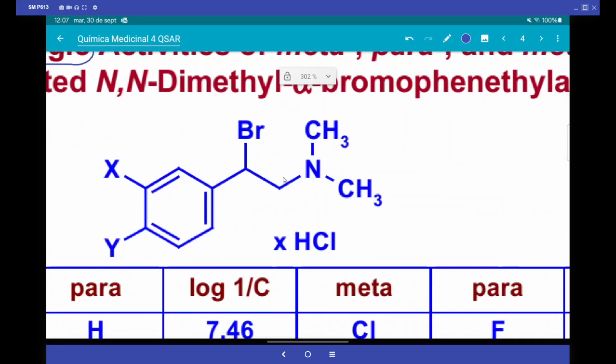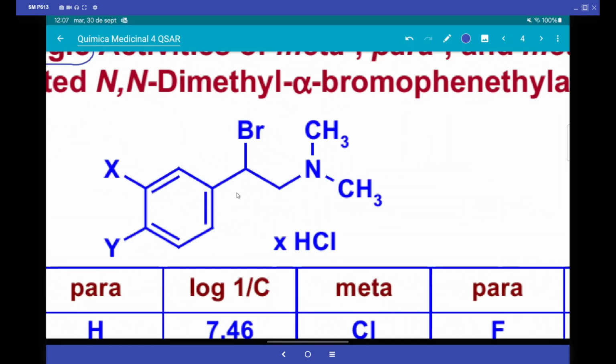Very well, that would be adrenaline. Here the alcohol, and here the hydroxyls, the catechol system. If it were adrenaline, or noradrenaline with 2 protons instead of the 2 methyls, those transformations make it now an antagonist and not an agonist. And this is a chloride salt. The HCl means that this is protonated, and it is a chloride.